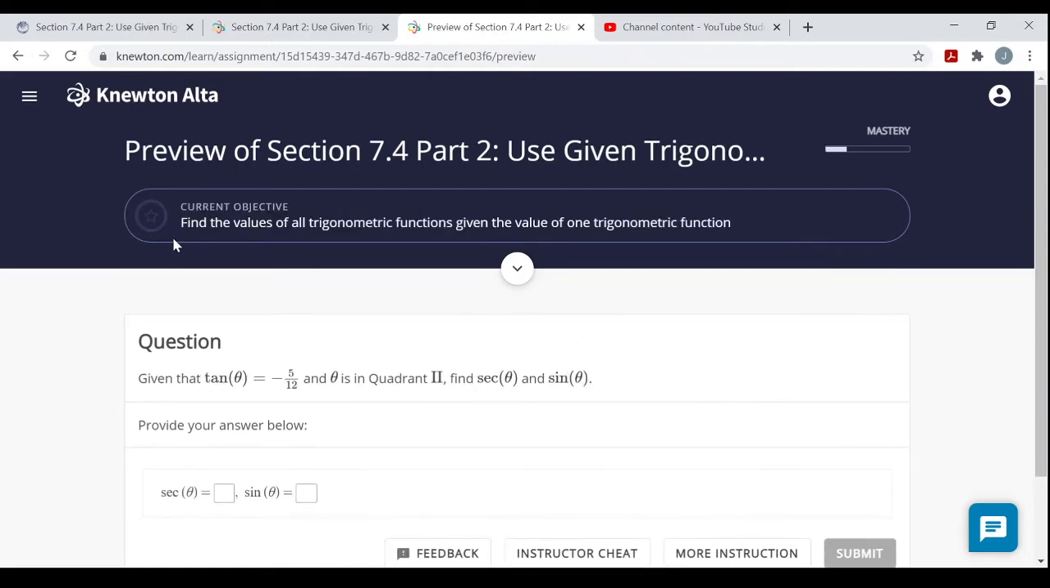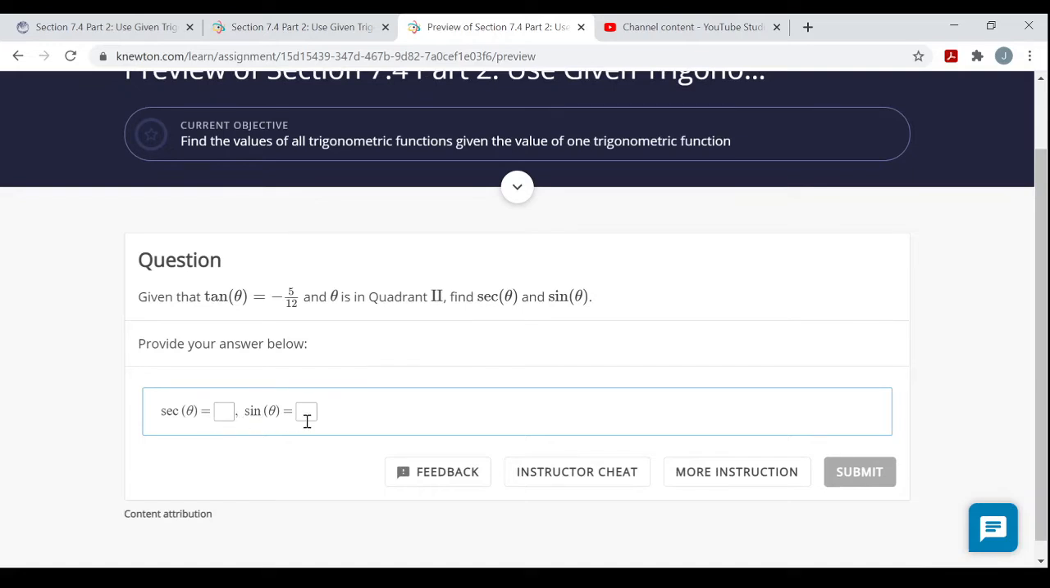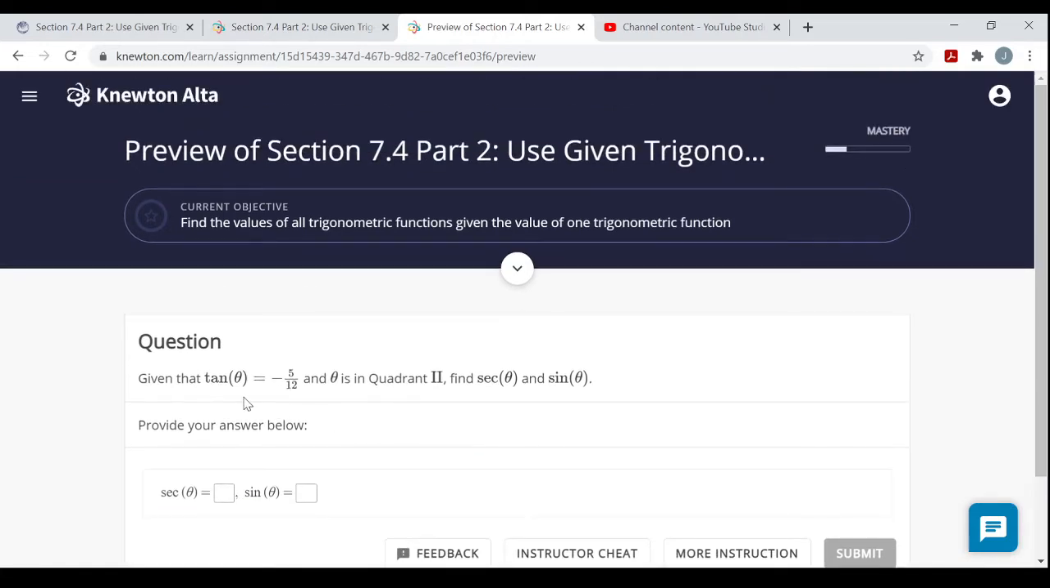All right. Now this objective I haven't done yet. Again, you can click on more instruction if you want. But find the values of all trig functions given the value of one of them. So if you know the value of one of them, you should be able to find the other 5. Remember, there are 6 of them. Now they're only asking for 2 of them, but I'll show you how to find the 5. It's going to be the same thing I've done in the past couple examples. I'm going to draw a picture where I have a right triangle, a right triangle with the reference angle in it.